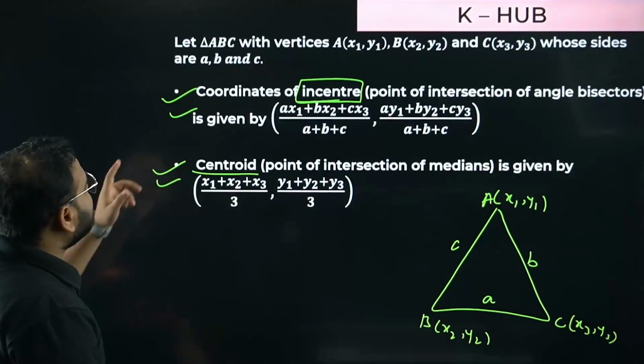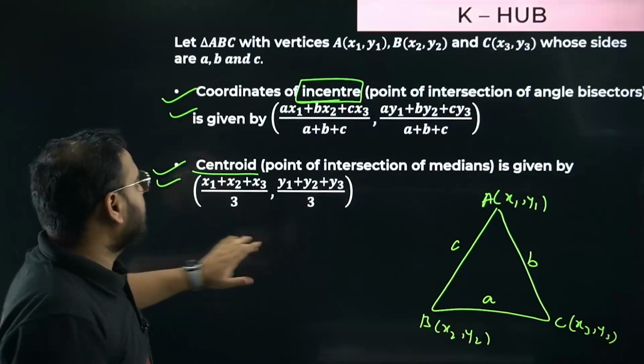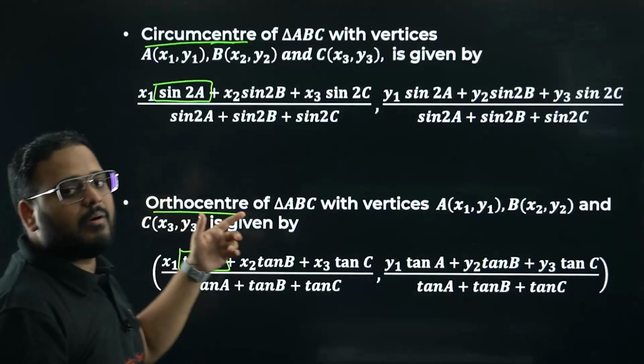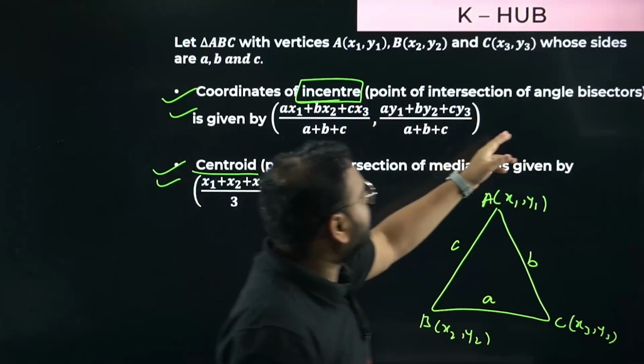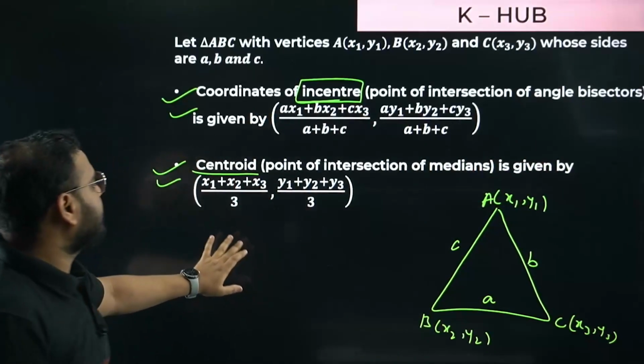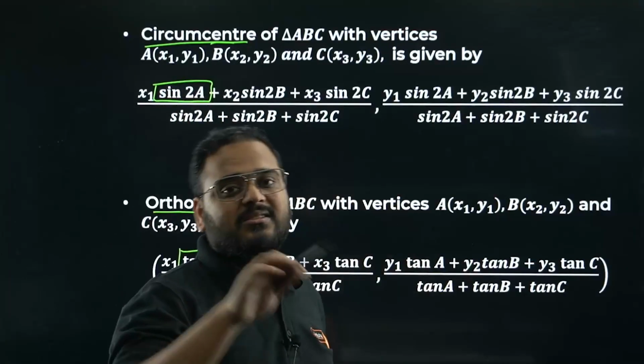Now the orthocenter, please remember this as well. I hope you know what the in-center is: the circle is inscribed, the point of intersection of angle bisectors. What about the centroid? The intersection of the medians. What is the circumcenter going to be? The circle is circumscribed.